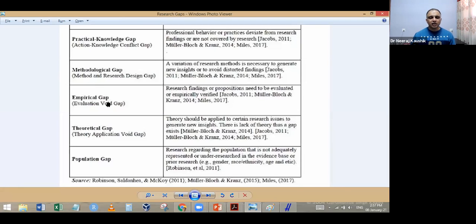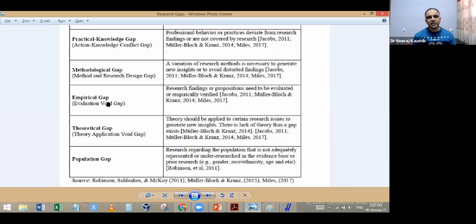Empirical gap means research findings need to be evaluated or empirically verified. Somebody has given a theory. Aditya discussed the theory of planned behavior, behavioral reasoning theory. Now there is a theory given. Let me check, is there any empirical evidence? Empirical is a word from the sciences, physics and chemistry. You remember there was an empirical formula for everything in physics and chemistry. Empirical says if your assumptions are the same and you do one thing again and again, every single time you will get the same result.